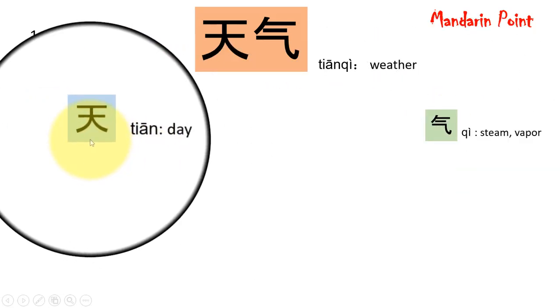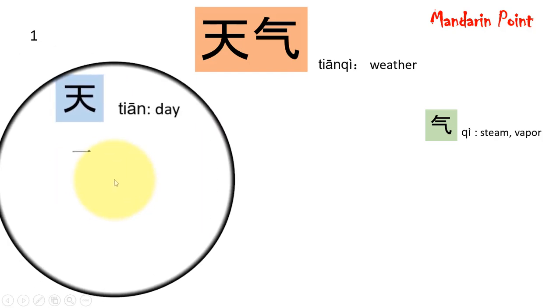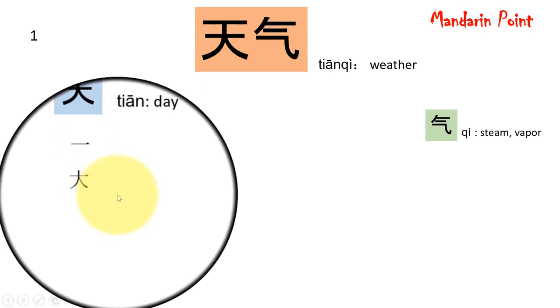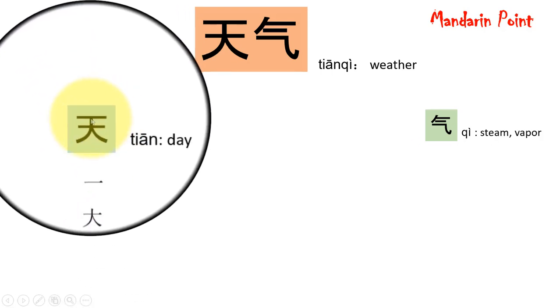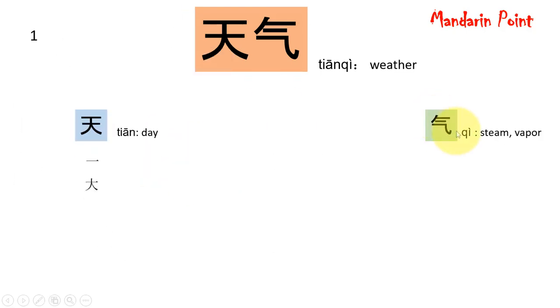This tian can further be decomposed. At the top of it we have this yi, which means one, and at the bottom of it we have this da, which means big. So this tian is composed of yi at the top and da at the bottom, while this qi is not composed of any specific character, rather it is directly composed of basic strokes. So we are not going to decompose this qi further. So tian qi, which means weather.